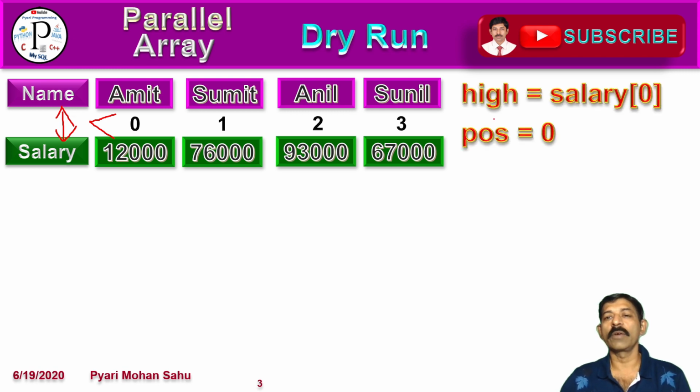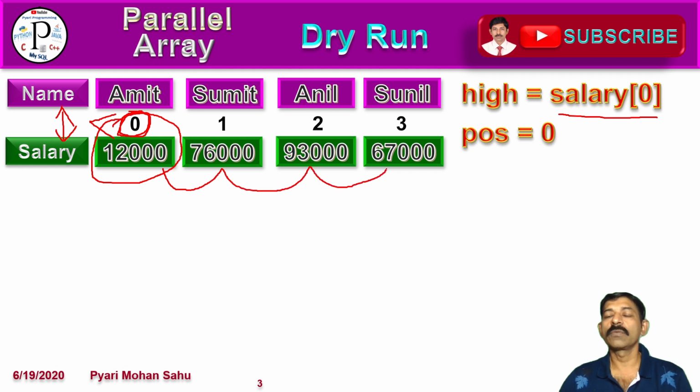As in the program, we have taken highest is equal to salary of 0. That means I am predicting this salary as the highest one initially. I am predicting. I am not sure, as I said. And I'm also taking this 0th position because I said that in the 0th index position I found the employee who is getting the highest salary, and I will check it with the rest of the array positions and find out which one is the biggest one. If I find any other position contains a bigger value, then I will update this high value. So let's start our dry run.